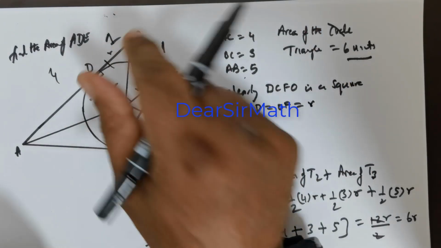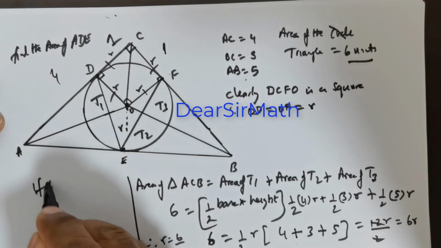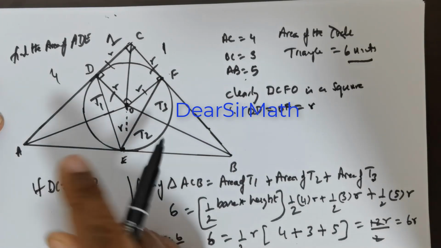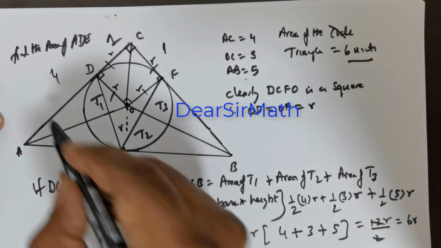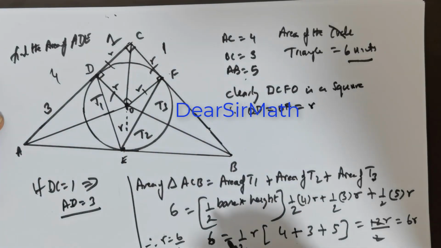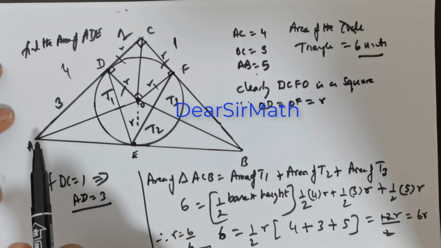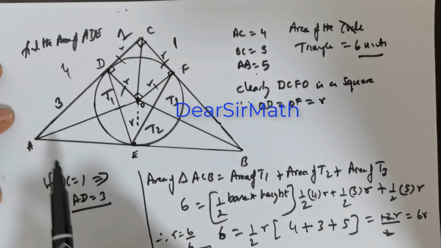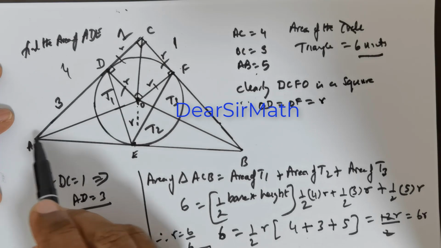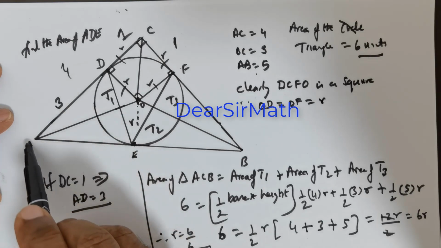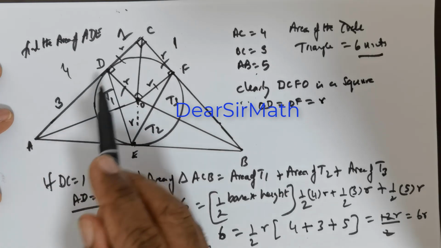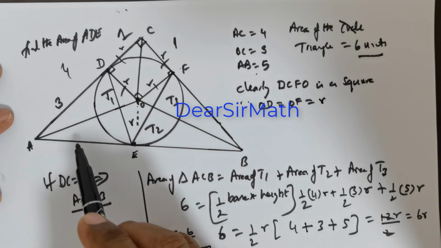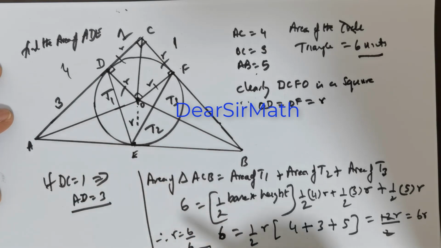If DC is 1 unit, let me write that down. If DC is equal to 1, this implies what will be AD? AD will be equal to 3 units, right? So this is going to be 3. Now from the two tangent theorem, if you were to draw two tangents from an external point, then the tangents drawn will be of equal length.